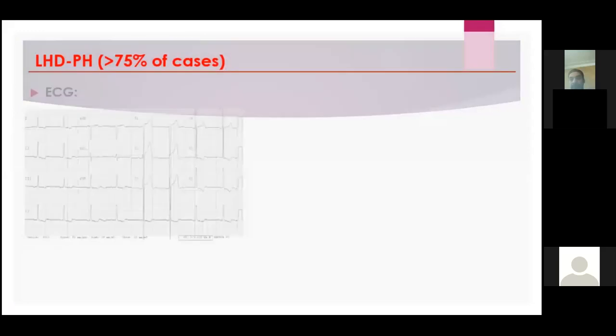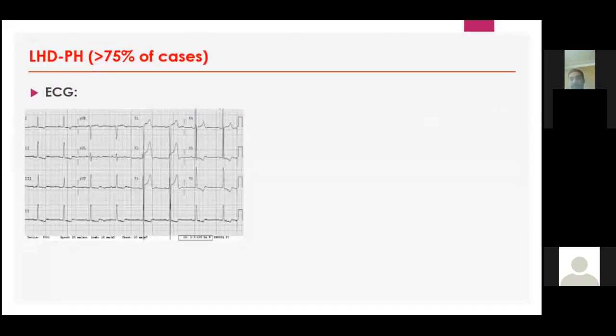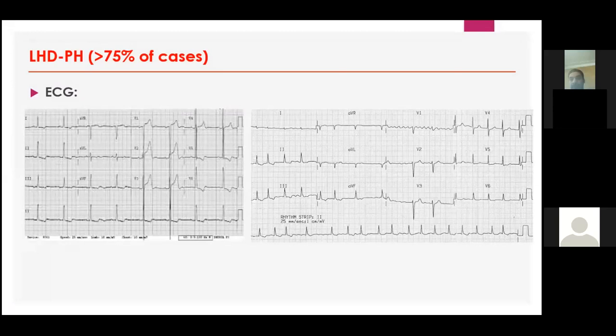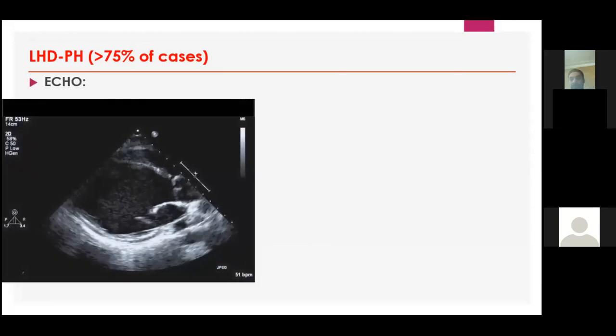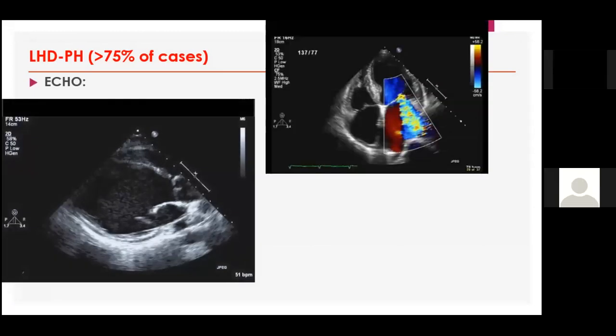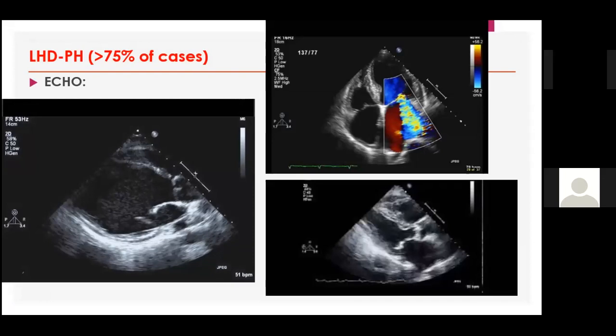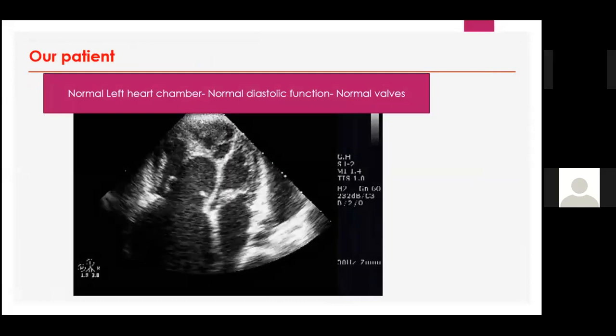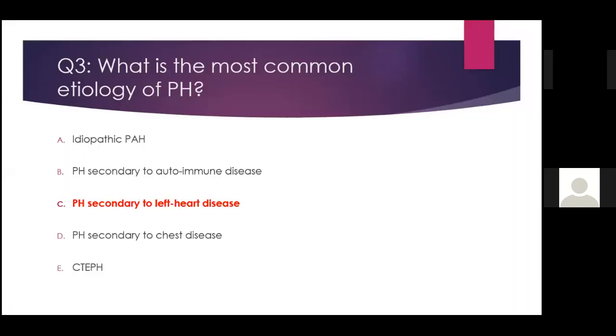You can have investigations in cases of pulmonary hypertension secondary to left heart disease, such as left ventricular hypertrophy in the ECG or atrial fibrillation, and the echo showing dilated cardiomyopathy, mitral valve disease, or aortic valve disease. So our patient has a normal left heart chamber and normal diastolic function, so we exclude left heart disease in our patient. However, you should remember, as I mentioned before, that pulmonary hypertension secondary to left heart disease is the most common etiology of pulmonary hypertension.